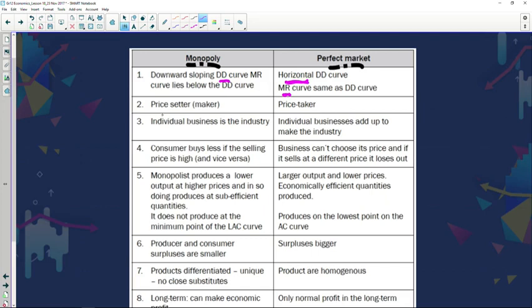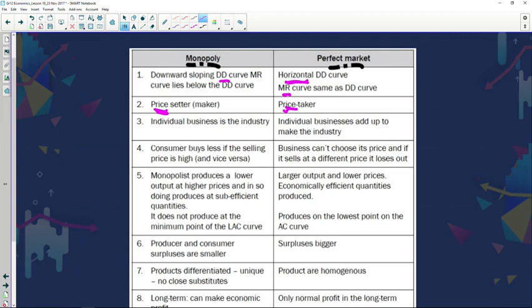In terms of price, we know that in the monopoly, the businesses or the firms are the price setters or makers. And then in the perfect market, we have the price taker. So in a monopoly, the business determines the price, and in a perfect market, the businesses take the price based on the market, which is demand and supply. We don't allow businesses to influence the pricing in perfect competition, but in a monopoly, it is based on the firms or the businesses.